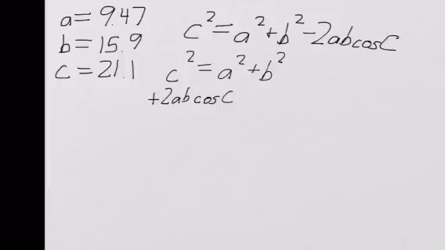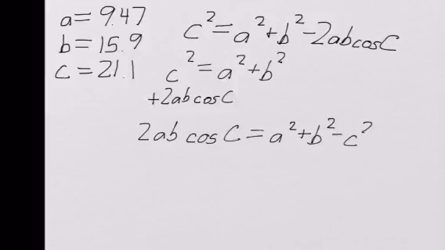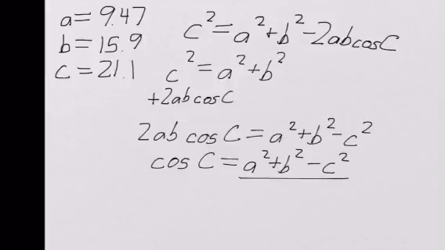And now I'm going to subtract C squared from both sides, so I get 2AB cosine C is equal to A squared plus B squared minus C squared. And I can now divide both sides by 2AB and get cosine of C is equal to A squared plus B squared minus C squared over 2AB.